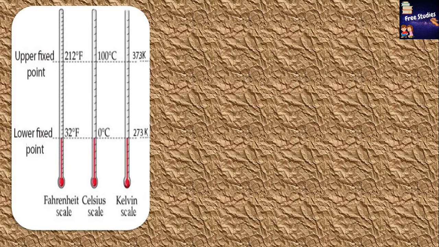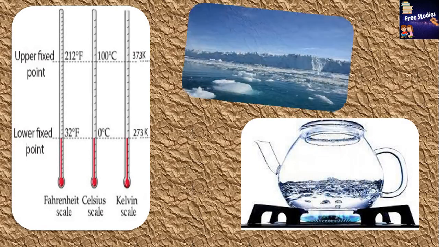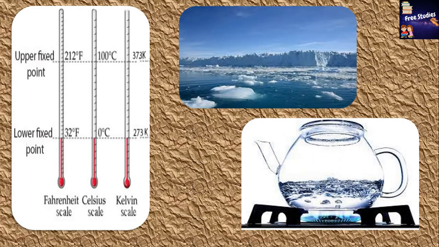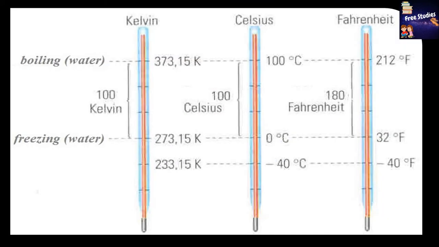The lower fixed point is the temperature at which ice melts at sea level, and the upper fixed point is the temperature at which pure water boils at sea level. The three scales used for measurement of temperature are the Celsius scale, Fahrenheit scale, and Kelvin scale.